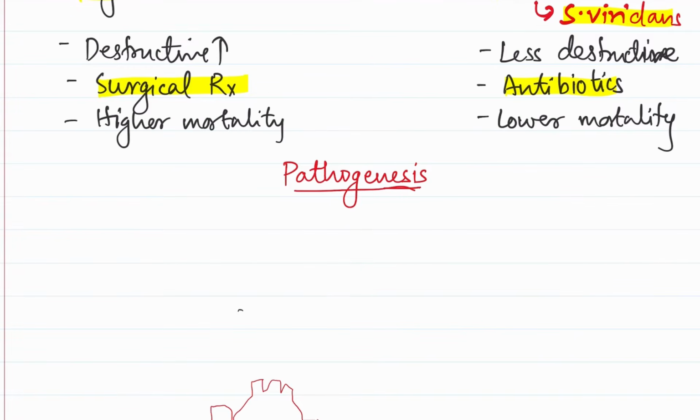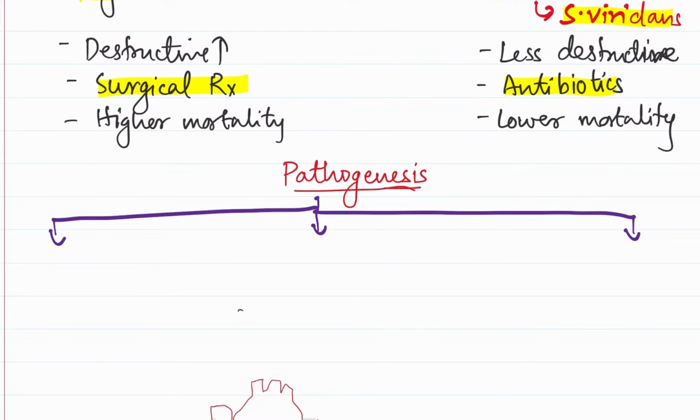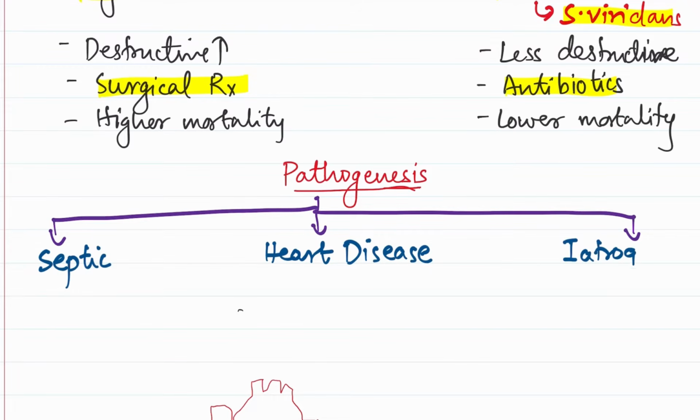Moving on to the pathogenesis. So we need to know the risk factors, right? What are the risk factors which predispose to infective endocarditis? We'll divide them into 3 categories. The first one is conditions which lead to sepsis. And secondly, we have underlying heart diseases, so already existing heart diseases which can predispose to infective endocarditis. And finally, we have some iatrogenic causes such as trauma or prosthetic valves.